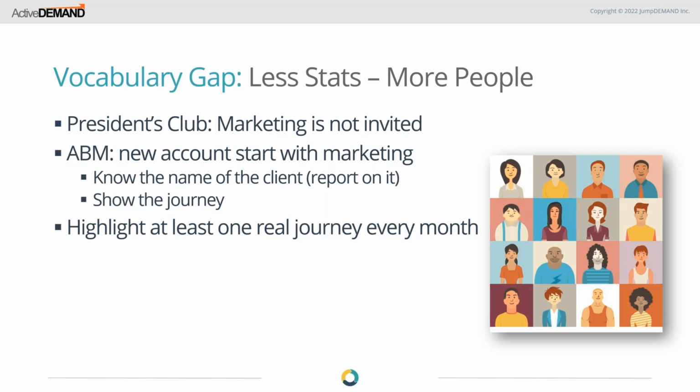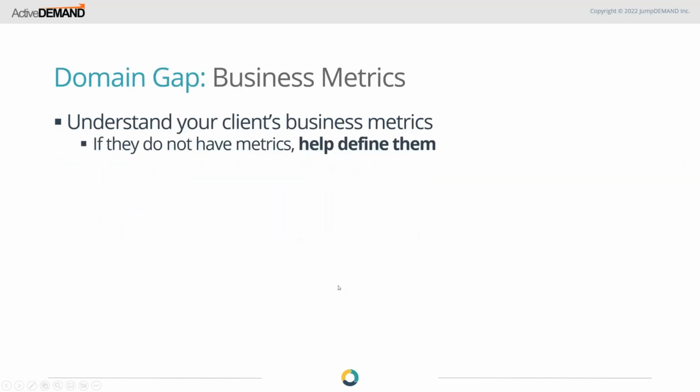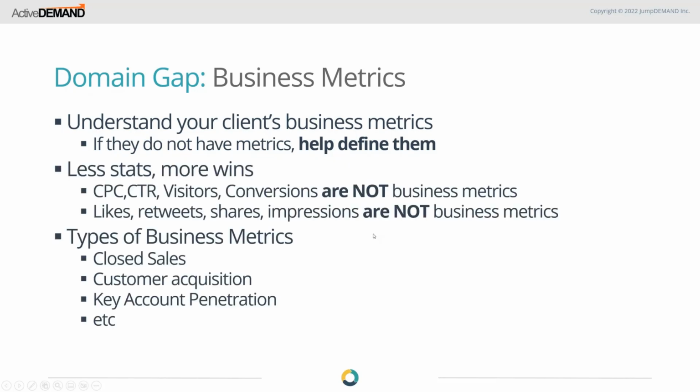So again, the point is that we as marketers have to be telling these stories of individual people and individual accounts as opposed to just dumping stats, because we understand the stats, they understand the reality with people. And business metrics, definitely you need to understand them, and maybe you need to help your clients define them. So if they don't have the metrics, you need to define them. Things like CPC, click-through rates, visitors, conversions, none of that stuff is business metrics, they're just numbers. Likes, shares, retweets, again, garbage. Great for us, bad for communication.